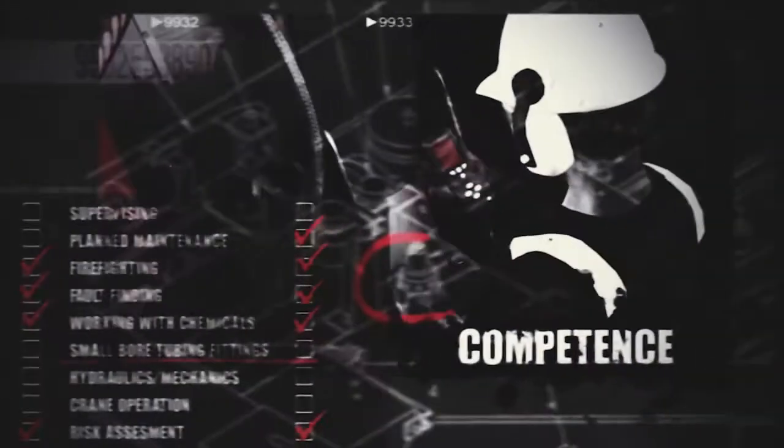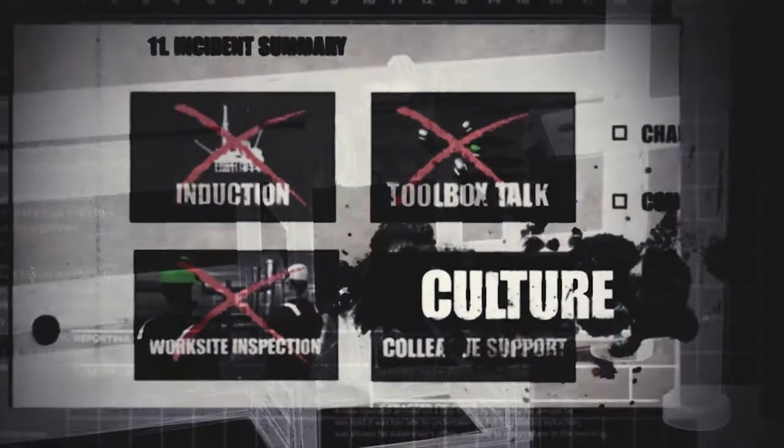Major events may be rare, but significant incidents and high potential near misses are common. Too common. If we learn from previous events, we can reduce the likelihood of having a repeat occurrence or a similar event.